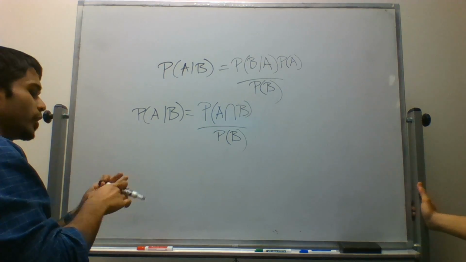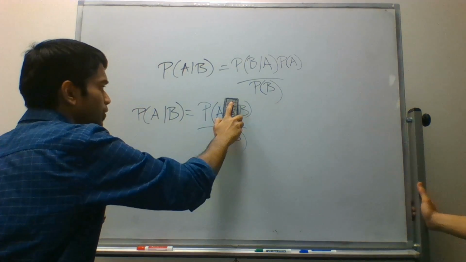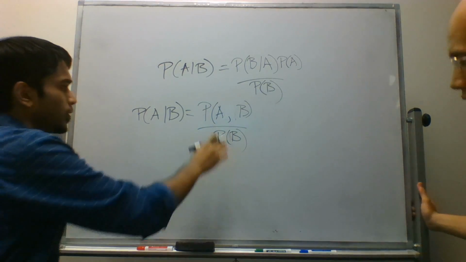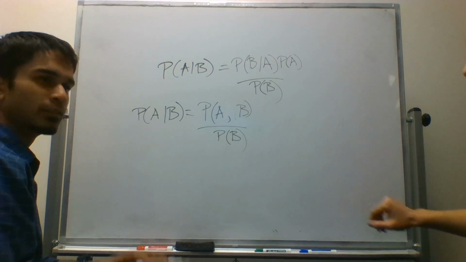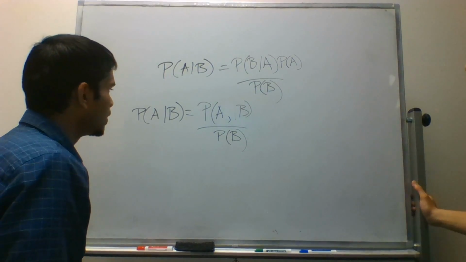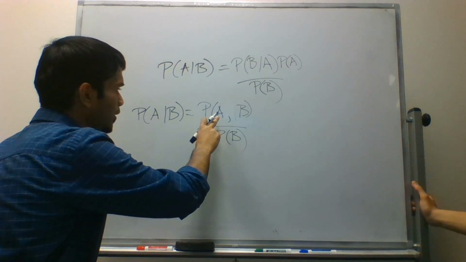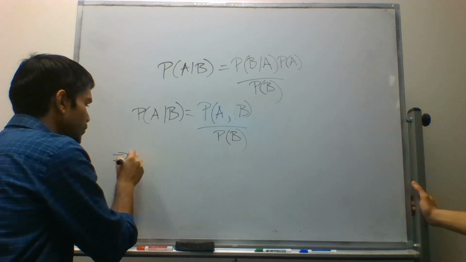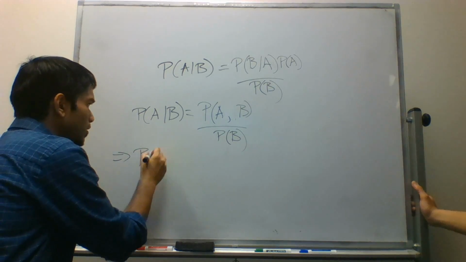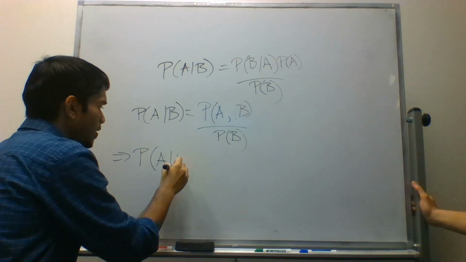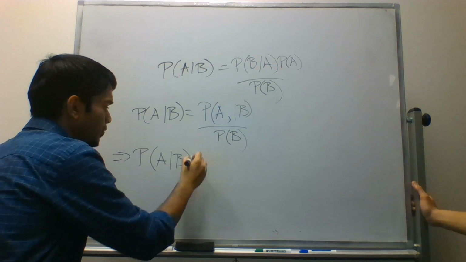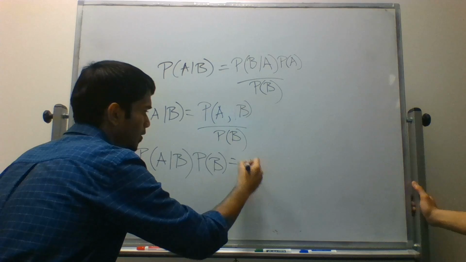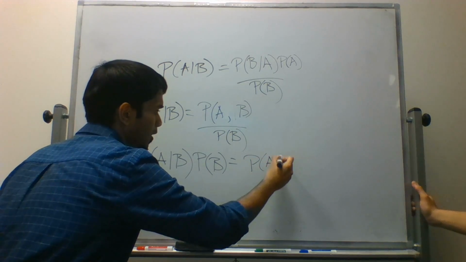Before I continue on, I'm no longer going to use the intersection symbol, but another way, just a comma. Those two notations are perfectly exchangeable. Now, if we were to do some simple cross multiplication, probability of A given B times probability of B is equal to probability of A and B.